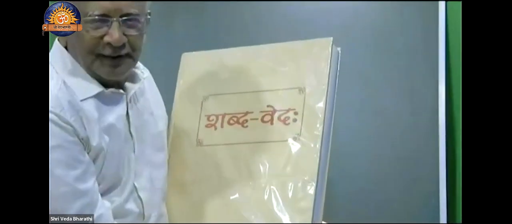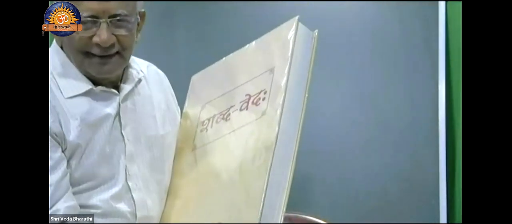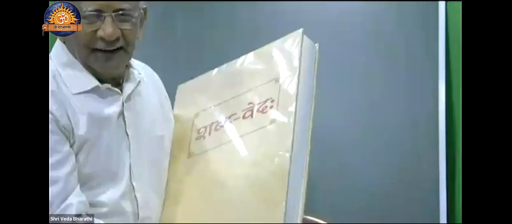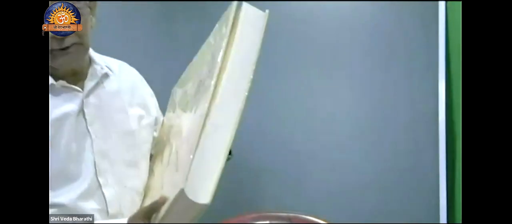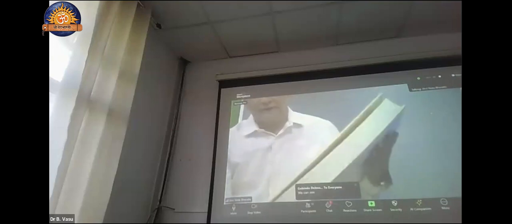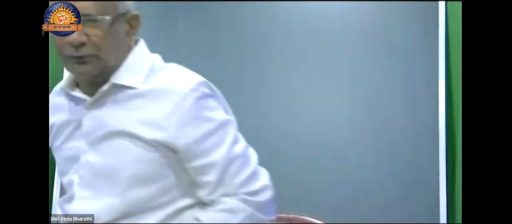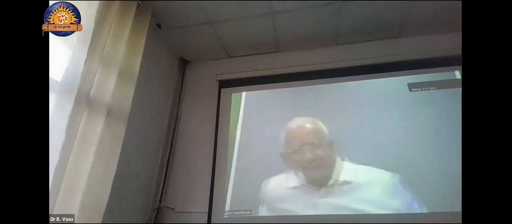This is Shabda Veda. The length of the book is 2 feet, the width is 1.5 feet, the thickness is about 6 inches, and the weight is about 10 kgs, sir. This is the root for our entire knowledge that has been brought out in India from ancient times onwards. So I have shown the root in literary form.